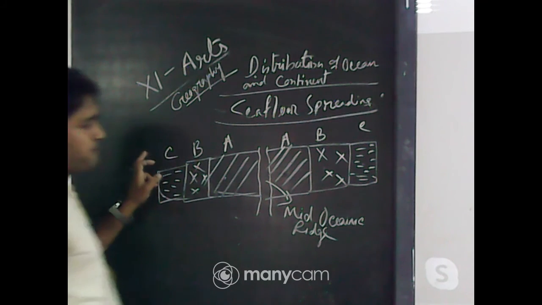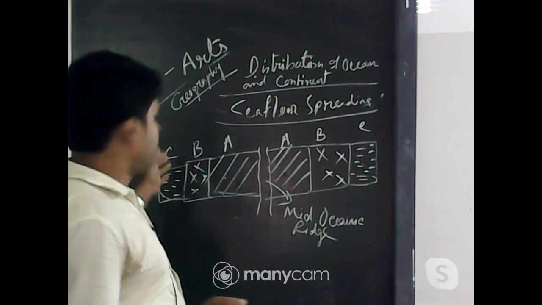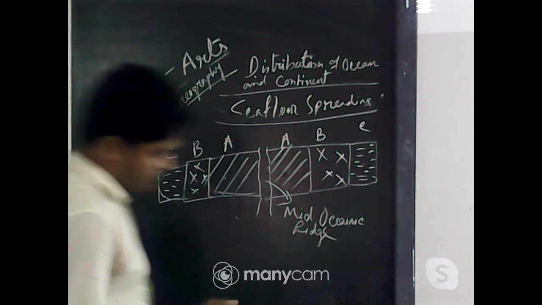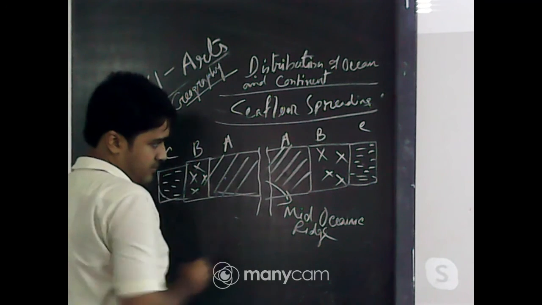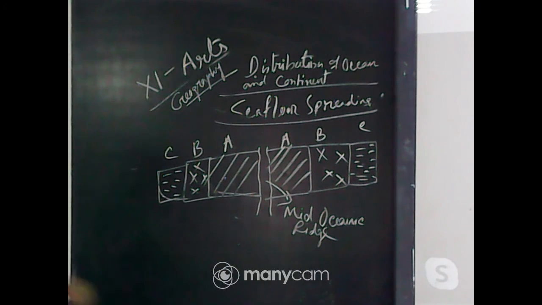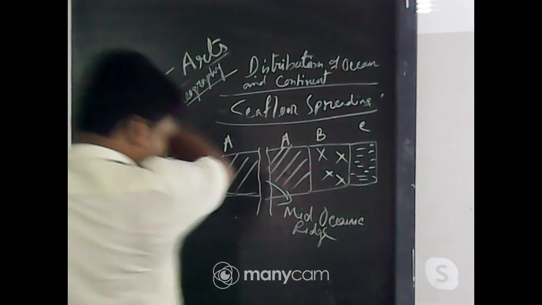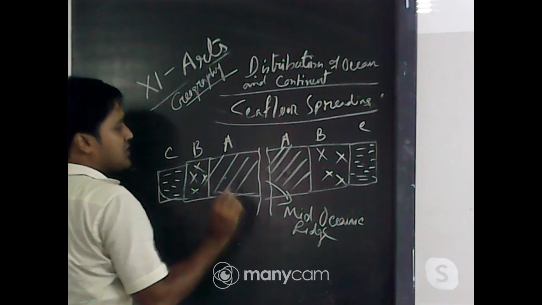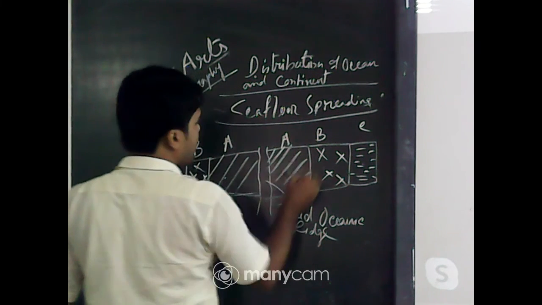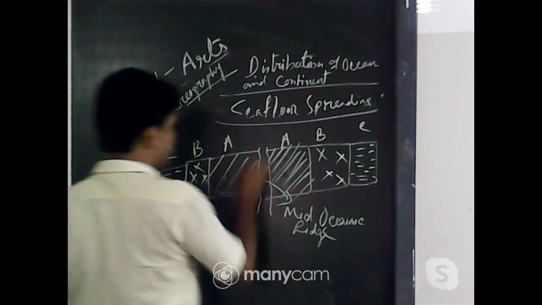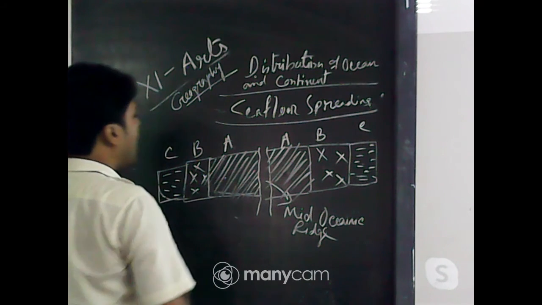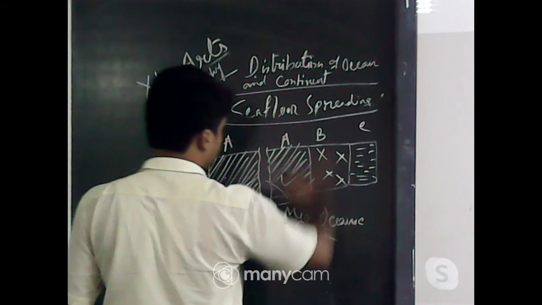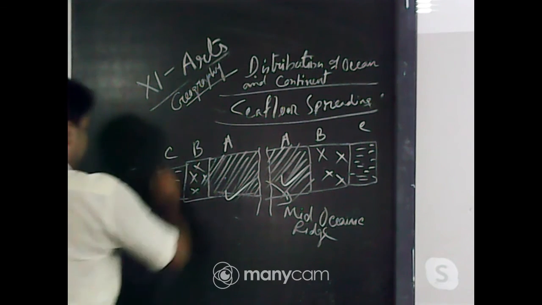A, B, C. So someone has told C is the oldest and youngest is A. Yes, so that means you can understand this. Those rocks nearer to the mid-oceanic ridge, their age is quite young. That's why these are young and these are old.